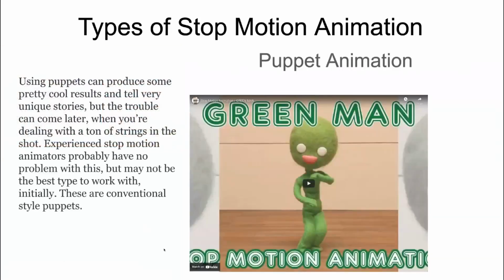Another form is called puppet animation, and the name implies exactly what it is. You're using a puppet or a doll or something like that to produce the animation. Again, depending on which puppet you use, this can be a little more complicated than it needs to be, but here's an example of that.